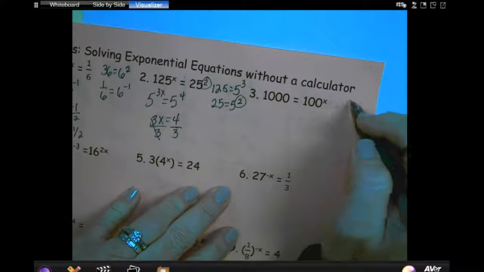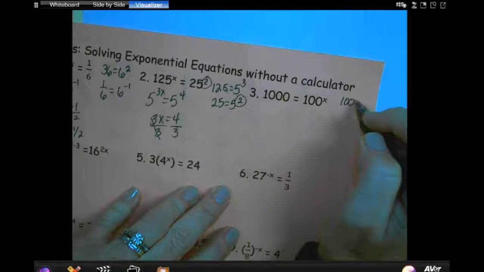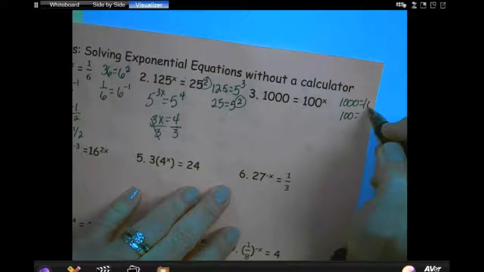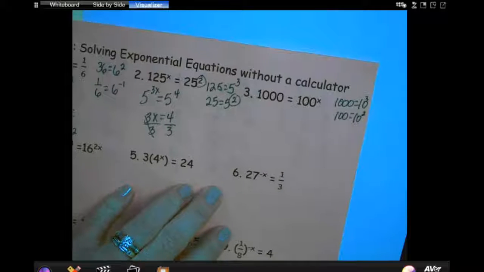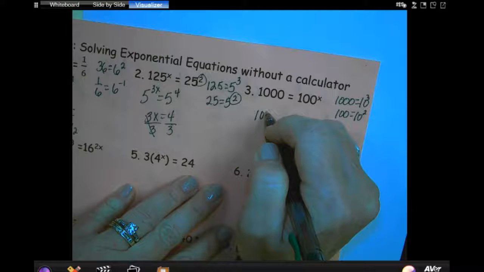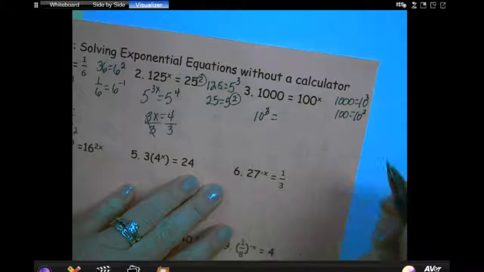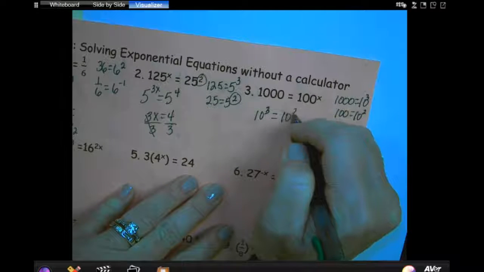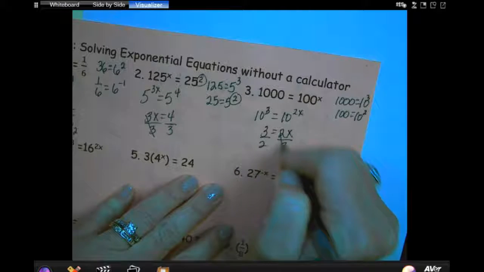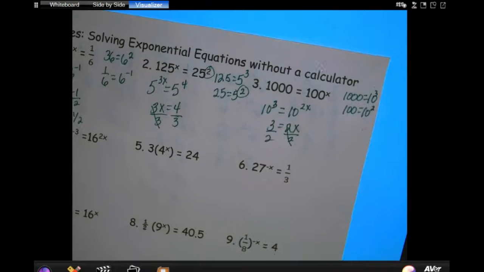Okay. So 1,000 and 100. So I'm going to use 10. So it's 10 to the third and 10 to the second. So 10 to the third equals 10 to the 2x. And divide by 2. So x is 3 over 2.